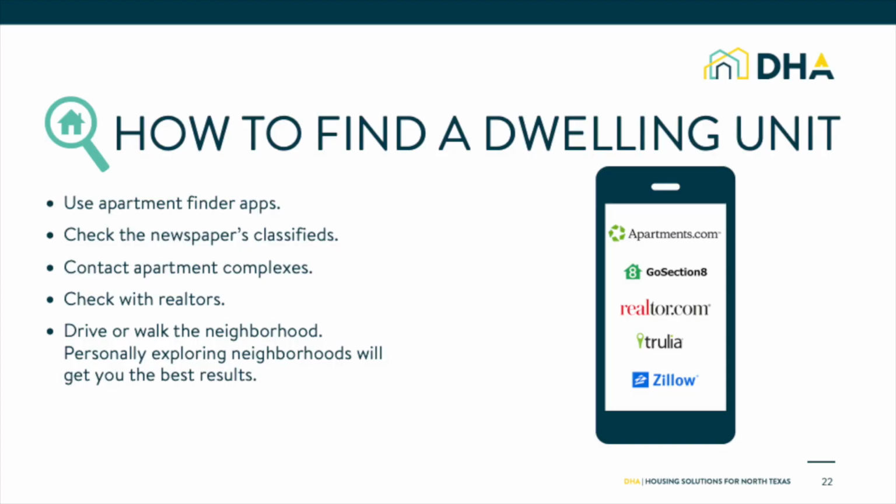Use the free apartment finder apps on your mobile device, such as Zillow, apartmentfinder.com, Trulia Rent, Zumper, Craigslist, Rent.com, and GoSection8.com. You can also review the classified ads section in the local newspapers, contact apartment complexes, communicate with local realtors, drive or walk the neighborhoods. Personally exploring neighborhoods will get you the best results.